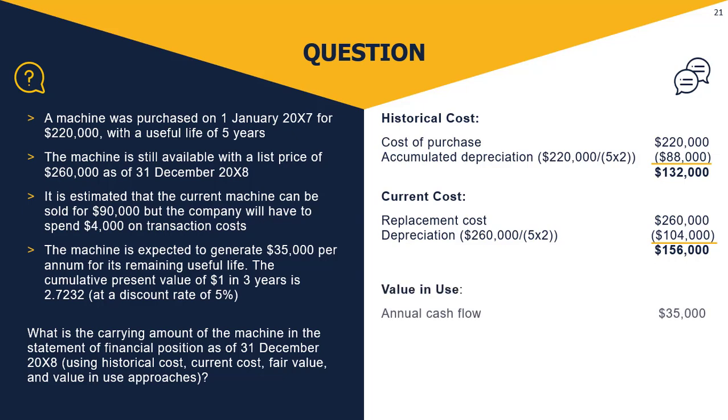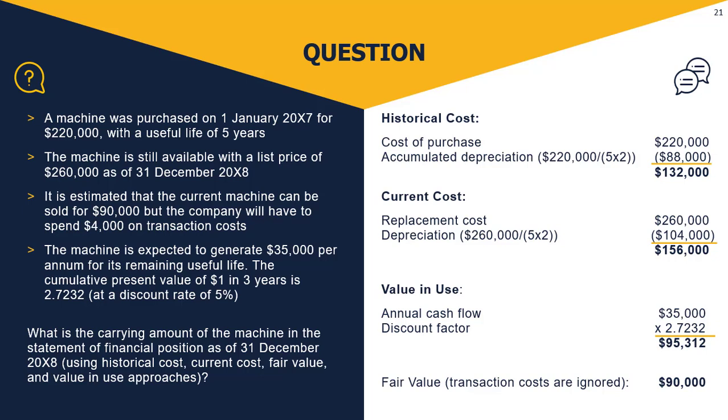Value in use. Well, value in use is going to be the annual cash flow, 35,000, multiplied by the discount factor, which gives you 95,312. Fair value, well, the fair value is just what are you going to get if you sell it, and the fair value is 90,000. Notice it's something that I said a couple of slides ago. If there are any directly related selling costs, those directly related selling costs do not get deducted from fair value. Okay, fair value is just what you would sell it for. The selling costs are additional and do not get included.